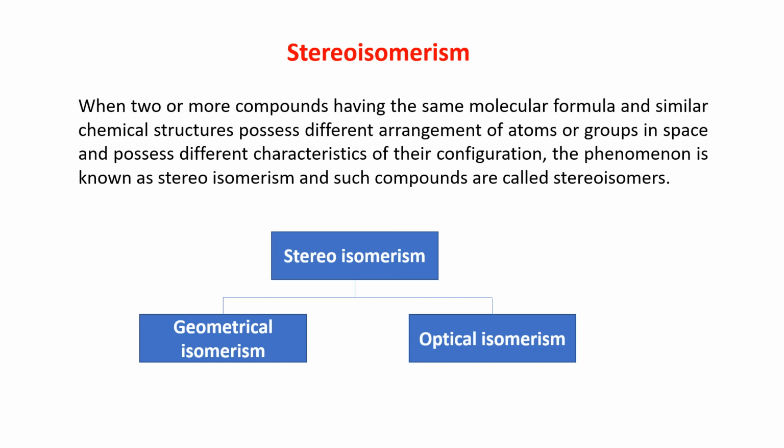Now, what is stereoisomerism? When two or more compounds having the same molecular formula and similar chemical structures possess different arrangements of atoms or groups in space and possess different characteristics of their configuration, the phenomenon is known as stereoisomerism, and such compounds are called stereoisomers. Stereoisomerism has two parts, geometrical and optical isomerism.